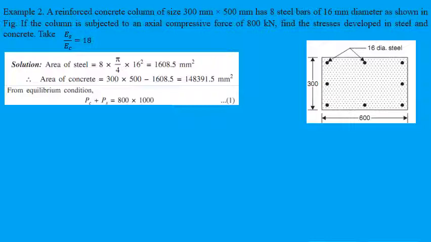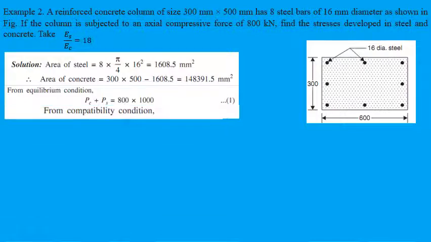Next, from the equilibrium condition, we know total load is equal to load on concrete plus load on steel. The total load acting on the column is 800 kilonewton. Therefore, 800 kilonewton is equal to Pc plus Ps. Call this equation number 1.